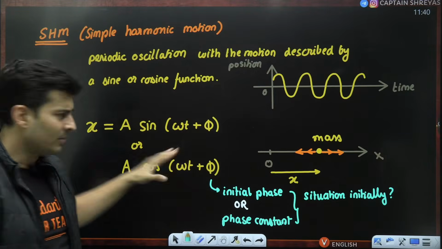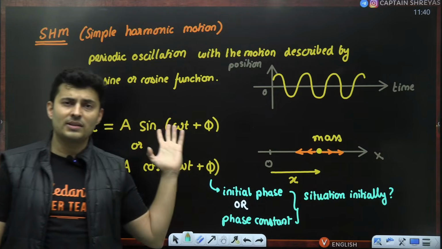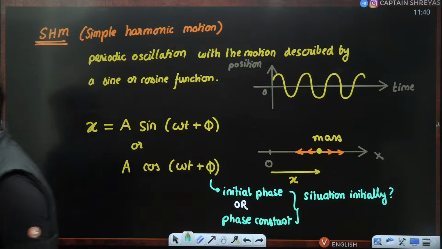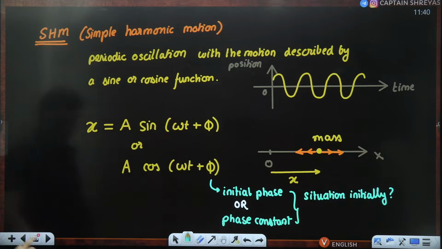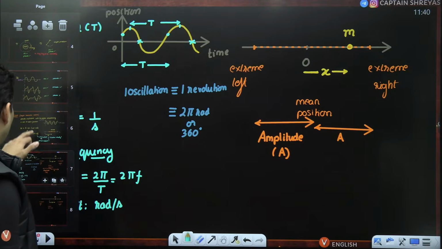There is no harm. Some books will use sine, some books will use cos. Don't say sir taught sine, but in the exam paper cos came. They are exactly the same things, guys. Don't worry. Okay, cool. So that is how your SHM parameters are.